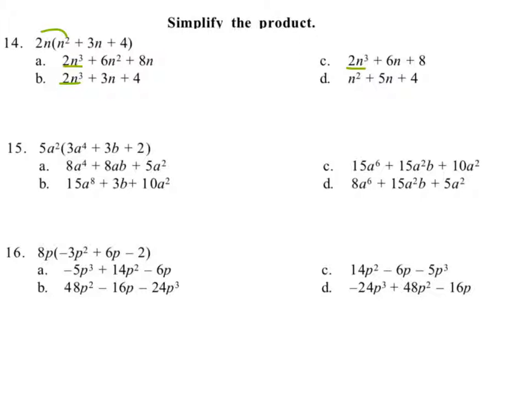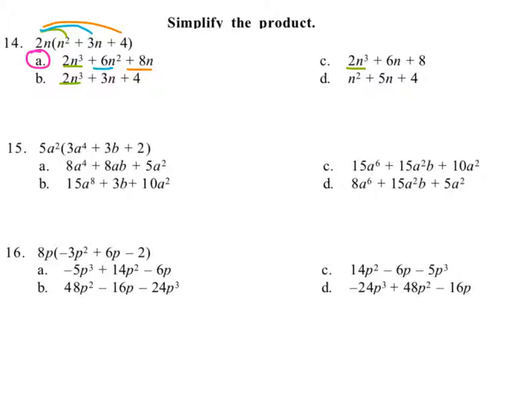D is not looking good. Okay, then we say 2n times 3n. 2n times 3n, 2 times 3 is 6. N times n is n squared. That's good. Looking like A. And then finally, 2n times 4 is 8n, and that A answer has everything we need. So let's mark it.